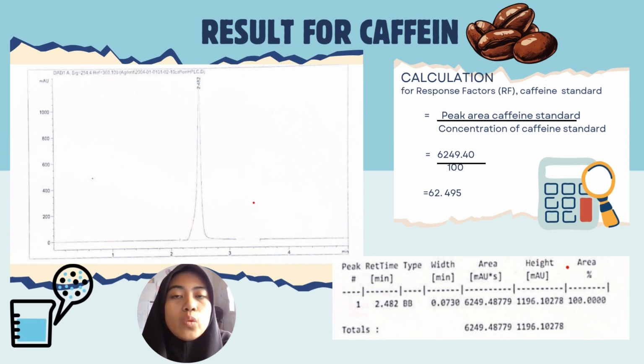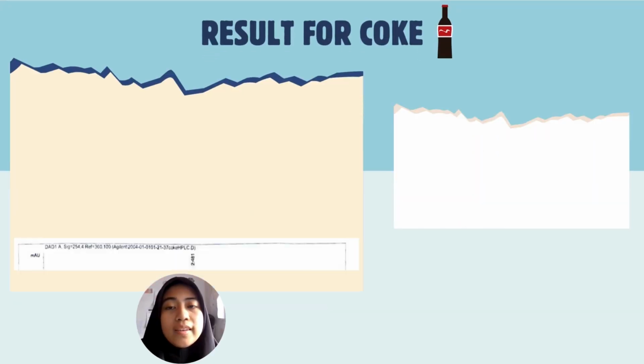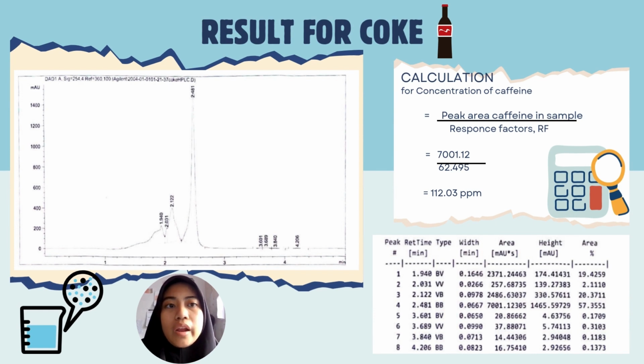So as you can see, we have the chromatogram for caffeine. First of all, we need to calculate the RF, which is the response factor of the caffeine standard. To calculate the RF, we need to divide the peak area of the caffeine standard by the concentration of the caffeine standard. The peak area of the caffeine standard is 6249.40, divided by 100, which is the concentration of the caffeine standard, and we get 62.495.